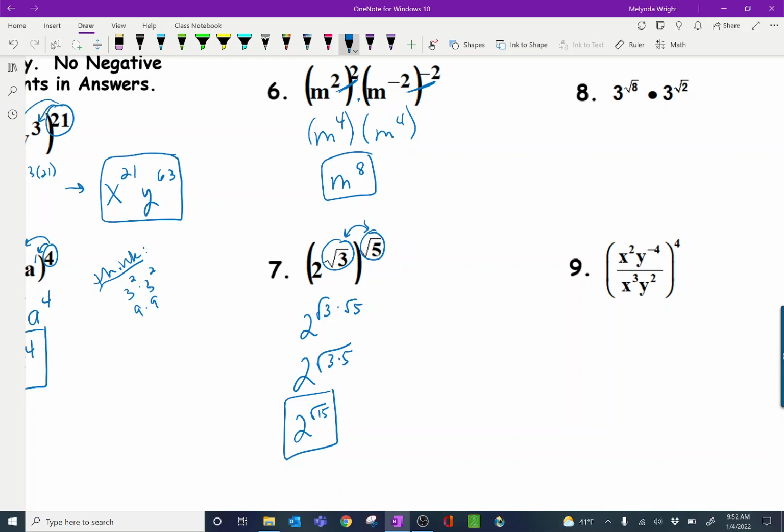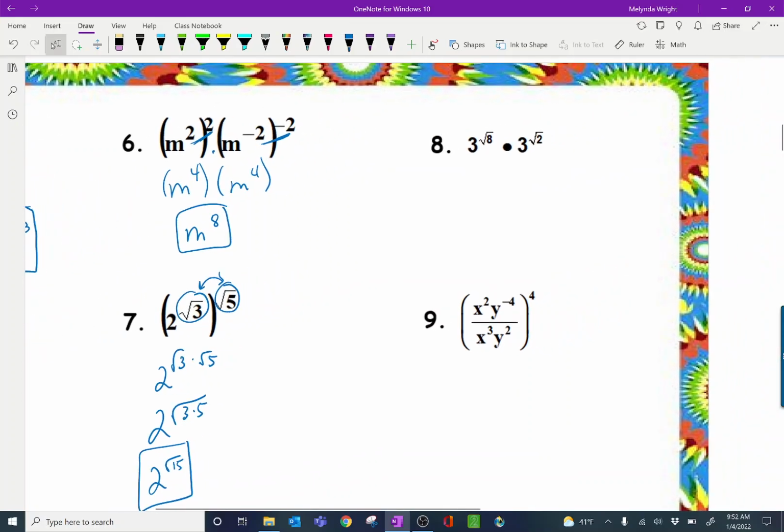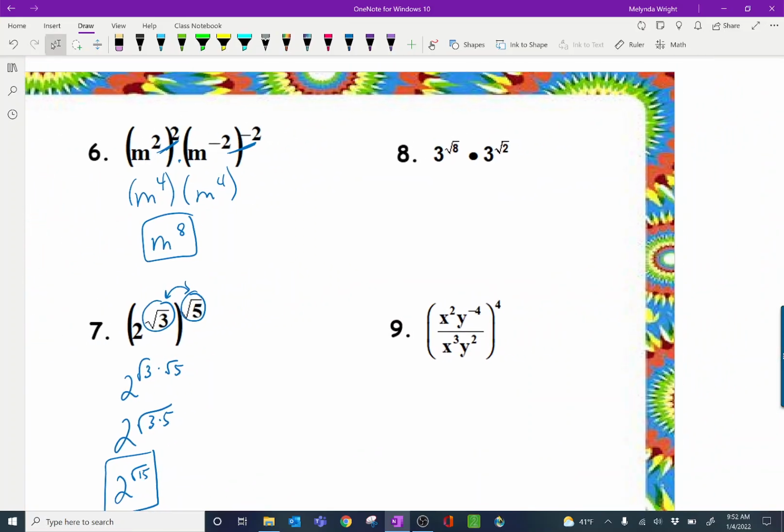Okay, so that's jumping into radicals. Okay, number 8. Let's see, we've got a common base we're going to add. So this would be 3 to the square root of 8 plus square root of 2. Now, unlike multiplying radicals like we did down here, where we could just multiply them together, that's not the case with adding. Adding is just much more fussy, isn't it? So what we have to do is, I would need a square root of 2 to be able to add to a square root of 2.